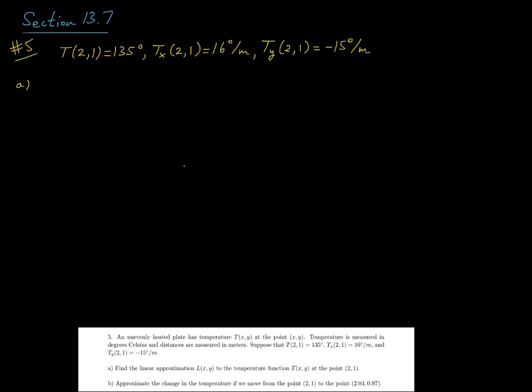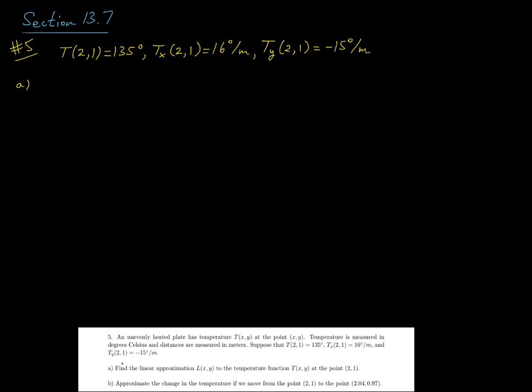Right, here in problem number 5 in 13.7, we're told that an unevenly heated plate has temperature T of x,y at the point (x,y). Temperature is measured in degrees Celsius and distances are measured in meters. Suppose that T of (2,1) is 135 degrees. The x derivative of T evaluated at (2,1) is 16 degrees per meter, and the y derivative of T evaluated at (2,1) is minus 15 degrees per meter.